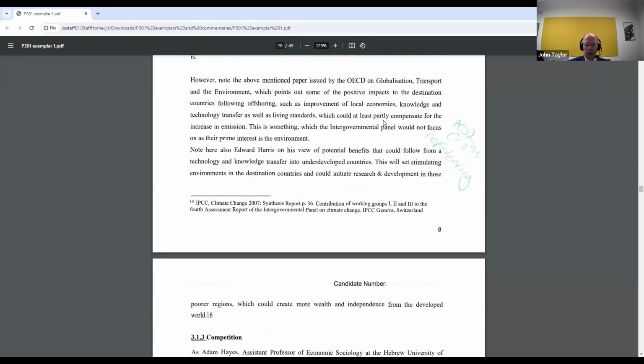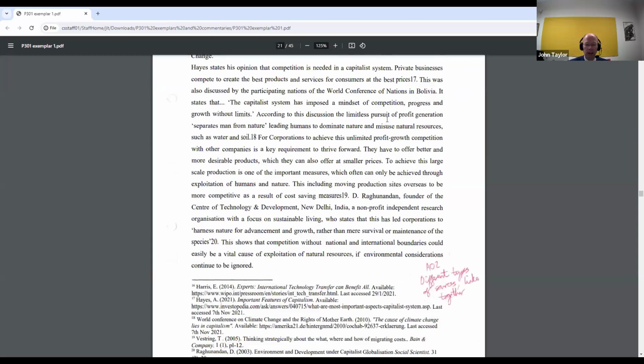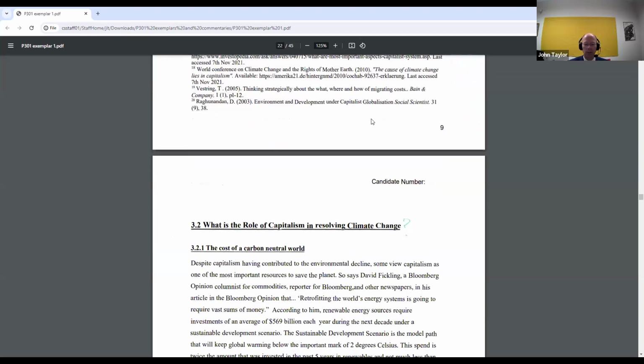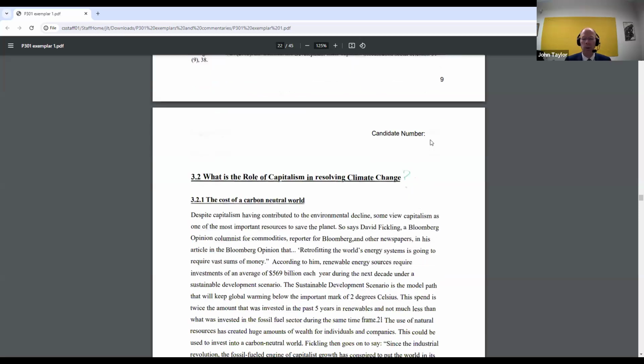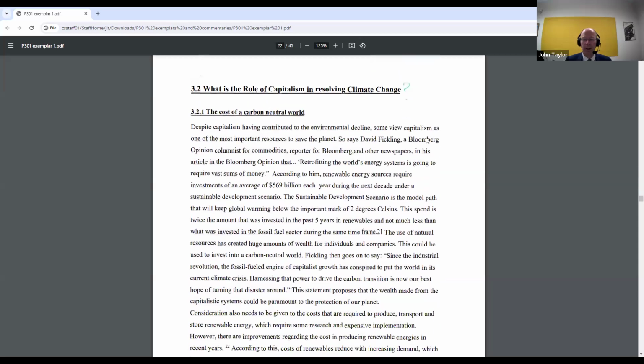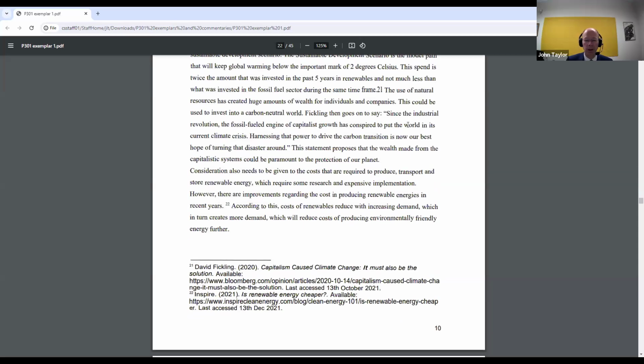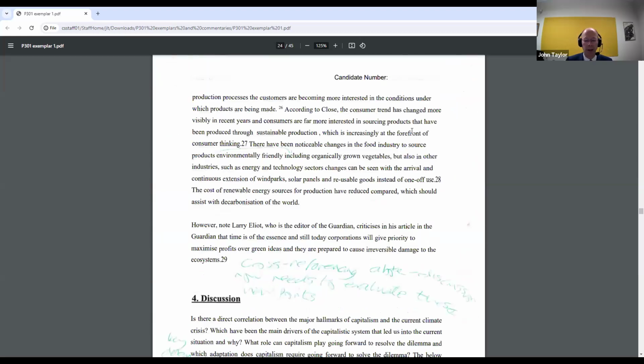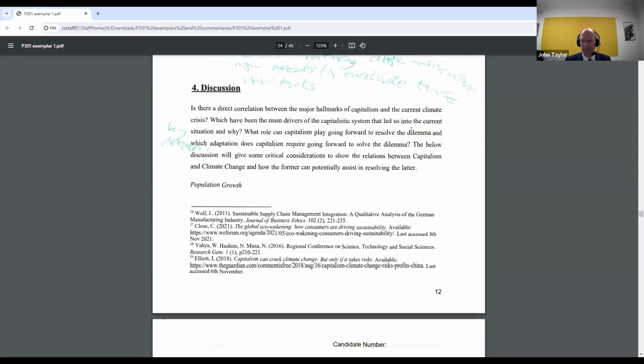Use of charts and graphs as well. And obviously I'm only skimming through this, but we already started to get a sense of good quality understanding of the material here. A strong piece of work. All right, so let's jump through as well and look at the discussion section.